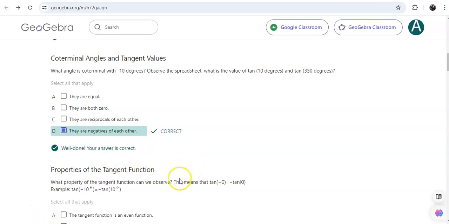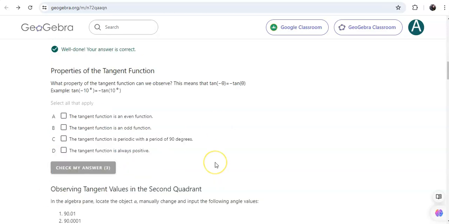Alright, very good. Which means that for tangent 10 degrees and tangent negative 10 degrees to be equal, we need to negate tangent 10 degrees. So this explains why the tangent function is an odd function. And besides, the tan function has the y-coordinate as a factor. Here's our last question for this video. What property of the tangent function can we observe? Tangent negative theta is equal to negative tangent theta. Example, tangent negative 10 degrees is equal to negative tangent 10 degrees. Yes, the tangent function is an odd function.